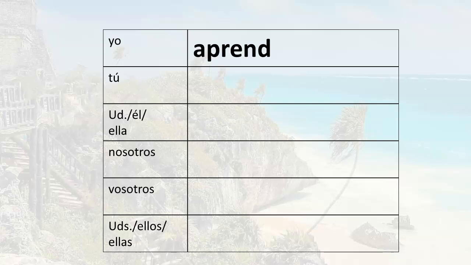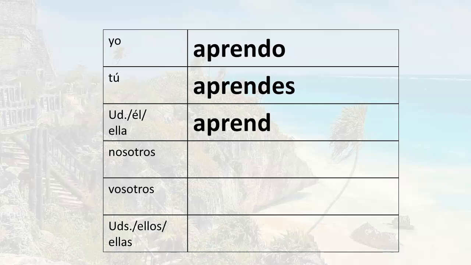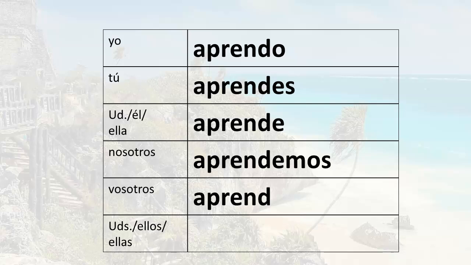So let's practice quickly. If I want to say I learn, it's yo aprendo, I learn, or I am learning. Tú, remember the ending for tú is es, tú aprendes. Usted, él, or ella, the ending is the same for those three. Aprende. Nosotros, aprendemos. Vosotros, aprendéis. Ustedes, ellos, or ellas, aprenden.